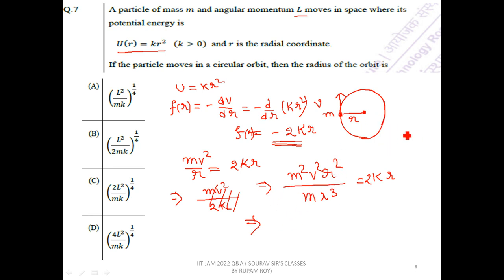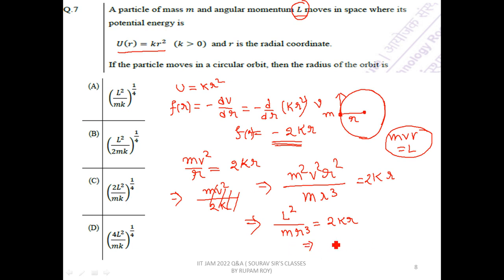Now m v r is equal to L. This is the orbital angular momentum. Here it is given that the orbital angular momentum is L. So m v r will be equal to L. So this will be L square by m r cube, and this is equal to 2 k r.